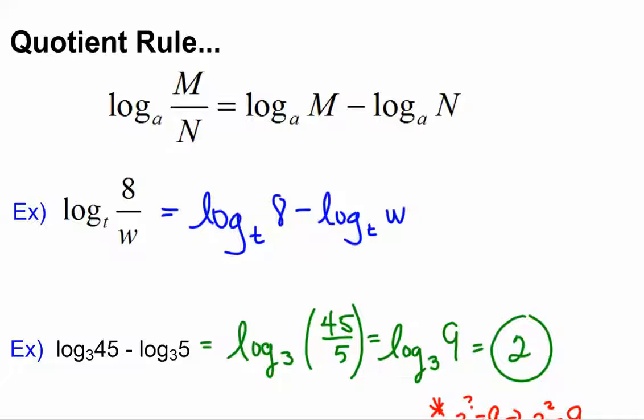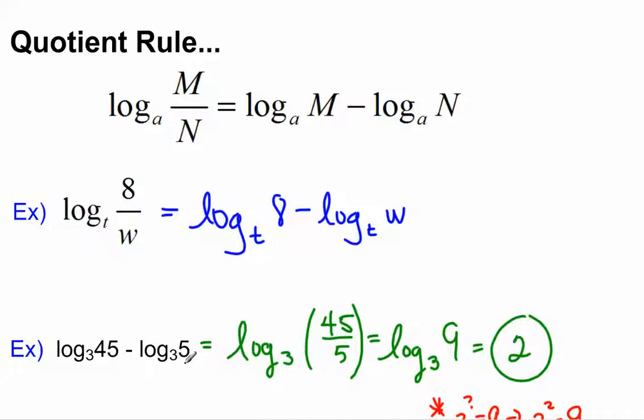It's called the quotient rule, and this time it's log base a of the quotient m over n. So this time we're going to take log base a of m and subtract log base a of n. And again, it's like our exponent rules. When you're dividing, you subtract the exponents. So when I've got the log of a division problem, I'm going to subtract those logs. So log base t of 8 over w could be split up as log base t of 8 minus log base t of w.